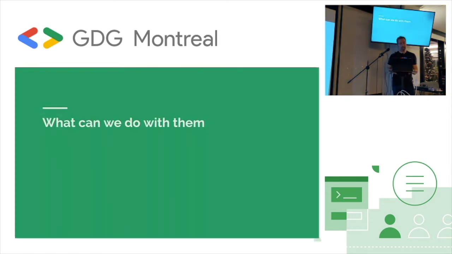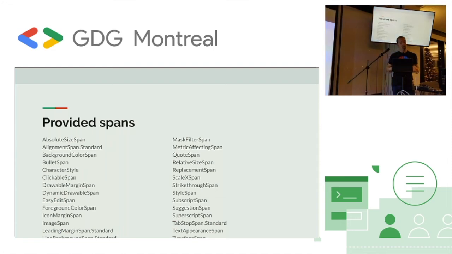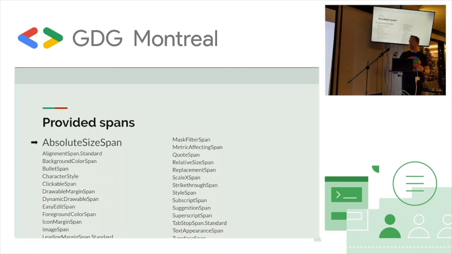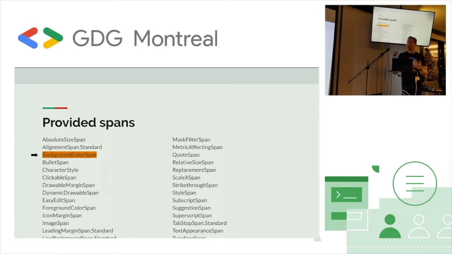So what can we do with span? The platform provides a bunch of them. The list goes on and on. It just got somewhere in the middle. There's a couple of notable things. So AbsoluteSizeSpan allows you to change the font size. You can have a BackgroundSpan.